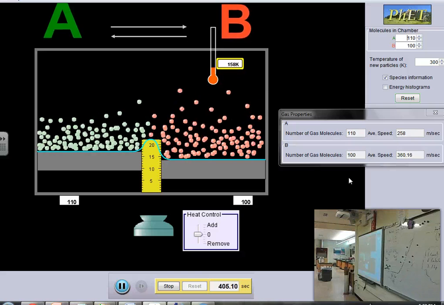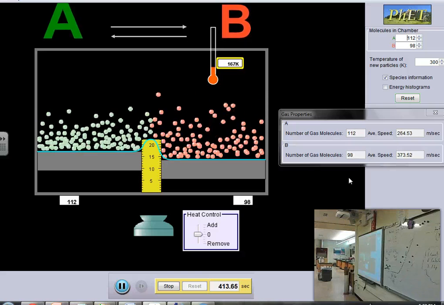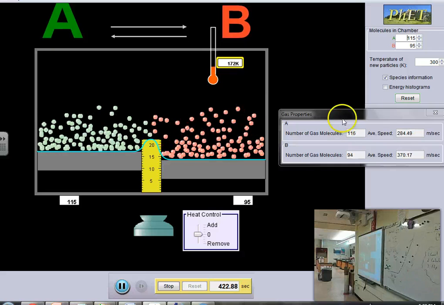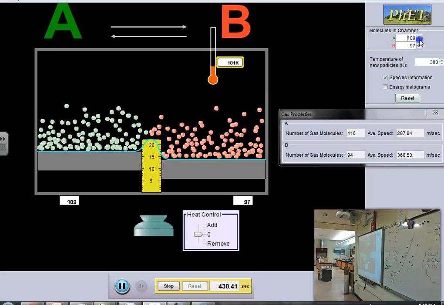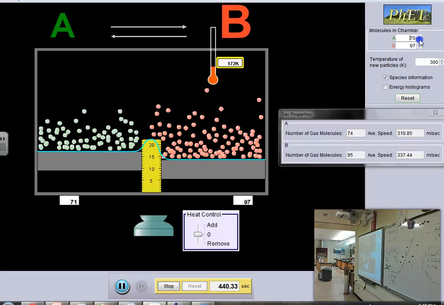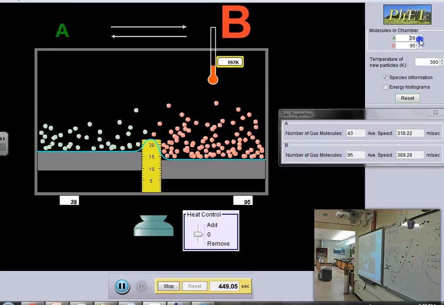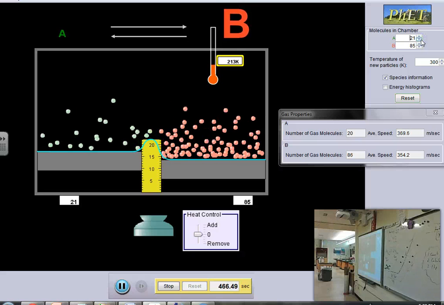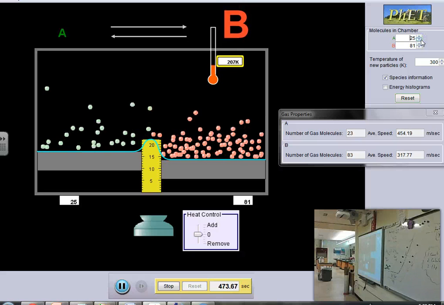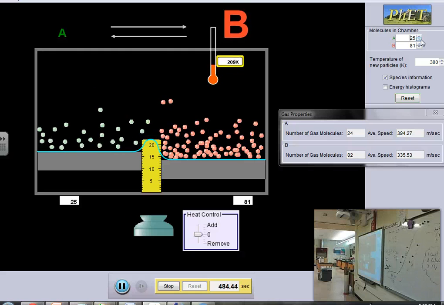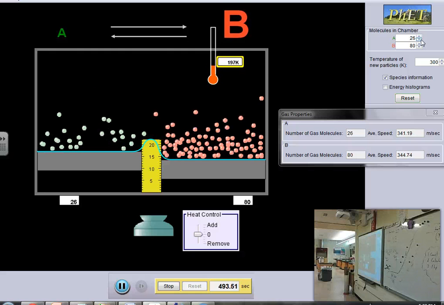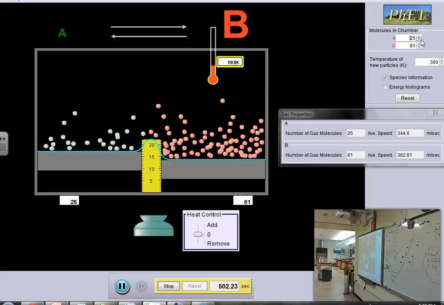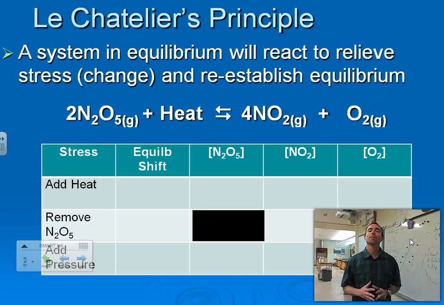Likewise, if I removed A, so we probably hit that equilibrium right about now. If I decrease A, notice what will happen. So if I take away A, the equilibrium now is going to act to shift to replace what I took away. So now it shifts to the left, and we start to make more A. So that's the reverse reaction happening there, and I reestablish a new equilibrium. So that was Le Chatelier's principle in action.